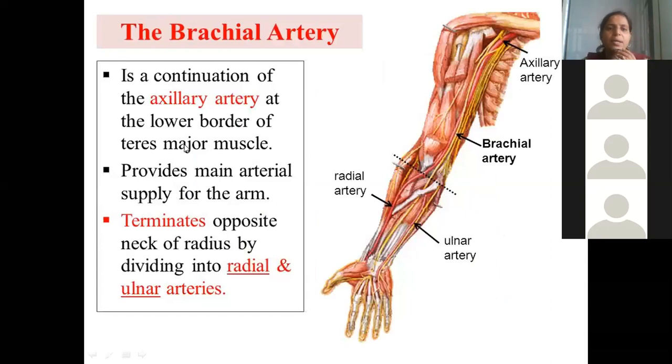Now let us elaborate a little about the brachial artery. We know the brachial artery is a continuation of which artery? Axillary artery. Till the lower border of teres major, we name it as axillary artery. From there, it is named as brachial artery. At the neck of the radius, where the biceps tendon is getting inserted, the brachial artery divides into radial and ulnar artery. Radial is lateral and ulnar is the medial artery.